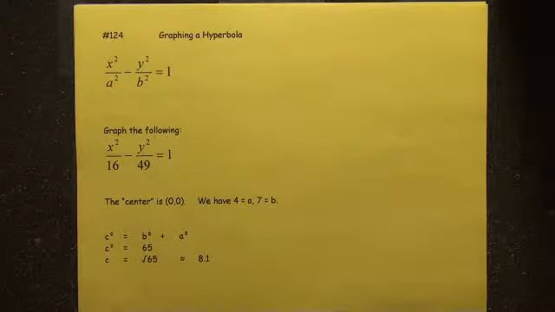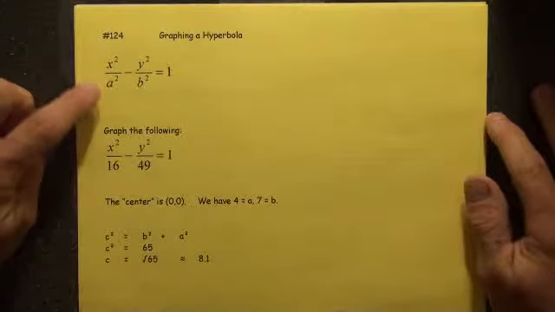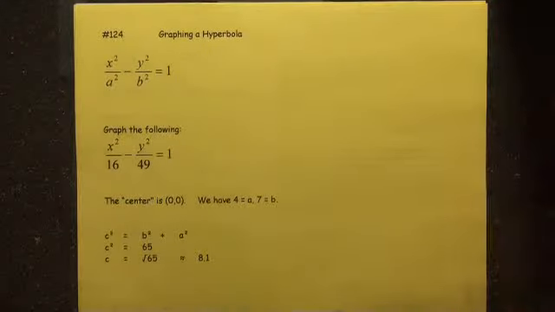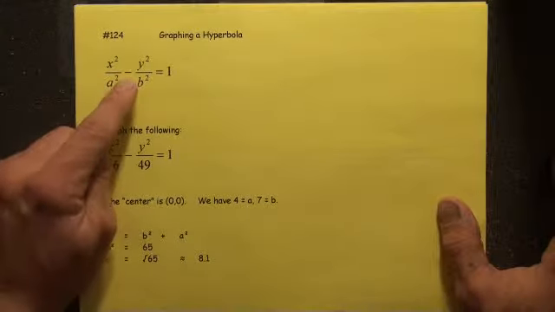Video number 124, graphing a hyperbola. Let's take a look at the general form for this. We have x squared over a squared minus y squared over b squared equals 1. And this is very, very similar to an ellipse. If you go back and look at ellipse, the difference is the plus sign.